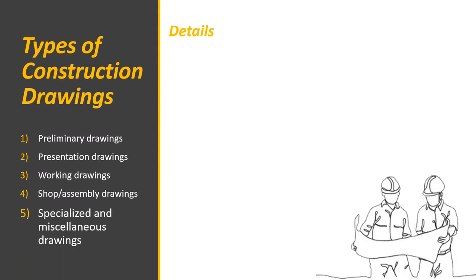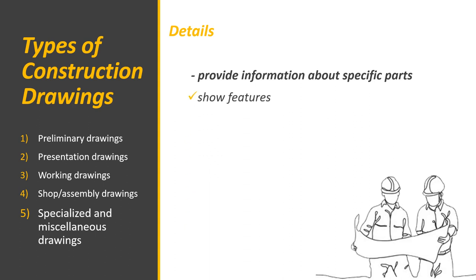So last is the specialized and miscellaneous drawings. So these are detailed drawings. So detailed drawings provide information about specific parts of the construction. So usually it is drawn on a larger scale. So for example, sa floor plan or sa foundation plan, makikita mo yung footing and yung column, but you cannot show there the number of bars or yung thickness ng column na gagamitin mo doon. So you'll need separate drawing, that is detailed drawing, to provide information about that specific part. So that is to show features that do not appear dun sa general drawing.